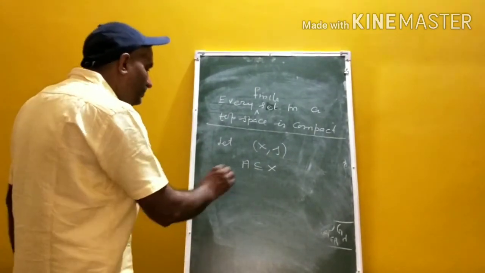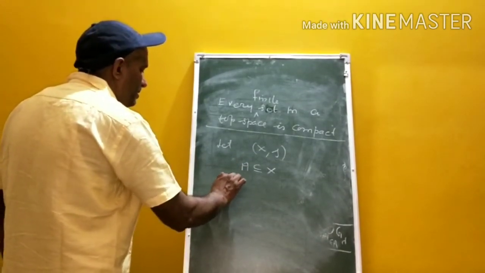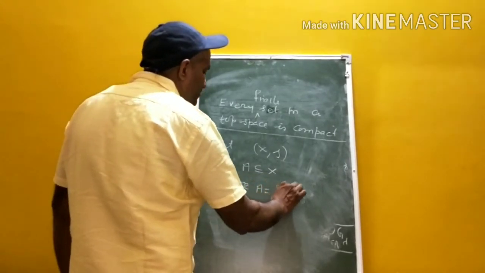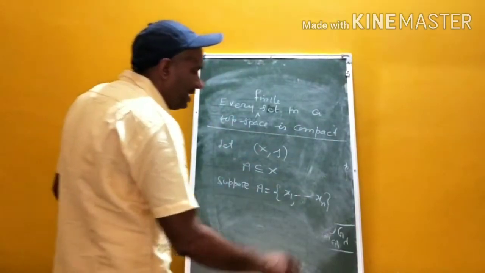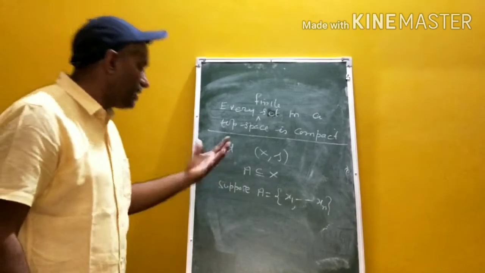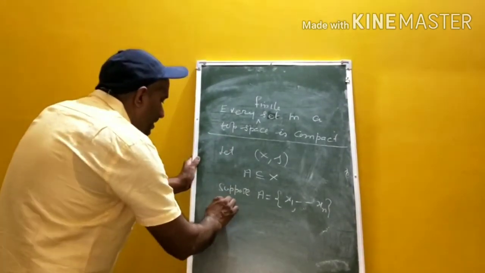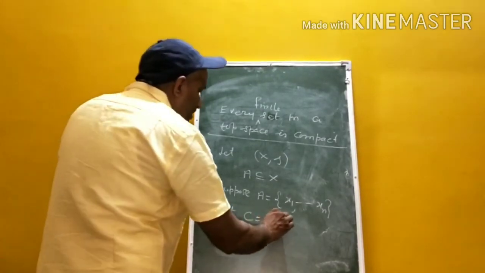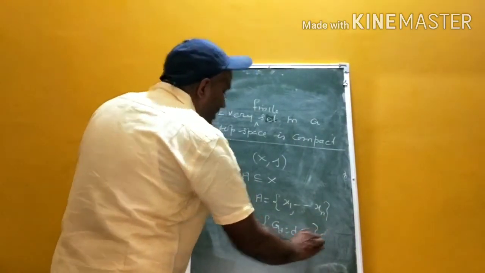Now, A is a finite set, suppose with a finite number of elements. First we have to take its cover, and if from that cover we are able to draw a finite subcover, then we say that A is compact. Now, let C, equal to G lambda, lambda belonging to gamma, be an open cover of A.